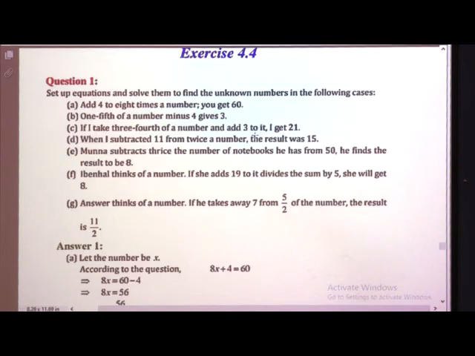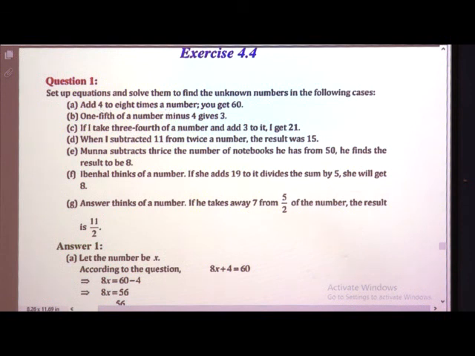Now we will see exercise 4.4. What is in that? We already did it at the start of the lessons. I explained that when a statement is given, you have to write an equation. Now here, set up equations and solve to find the unknown number in the following. In the first exercise we only did the formation of the equation, but we did not find the value of the variable. Here we have to form an equation and find the value of the variable. One by one we will try to see.